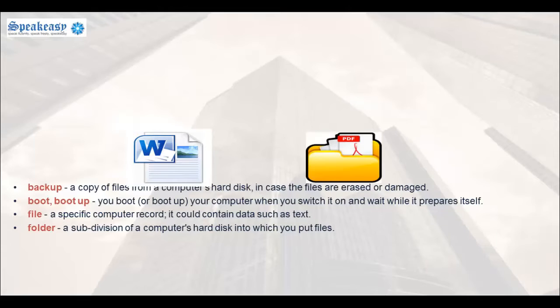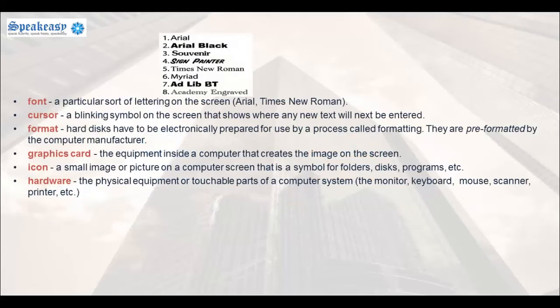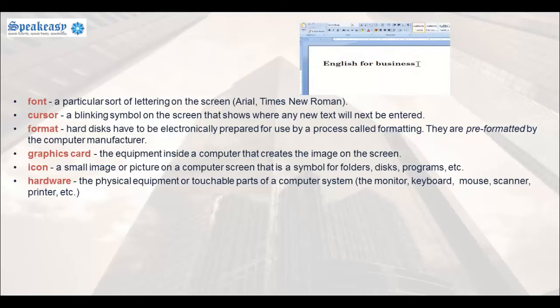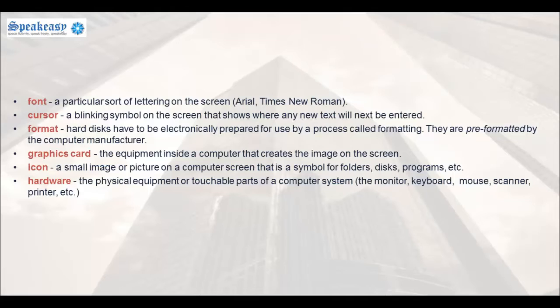Folder. A subdivision of a computer's hard disk into which you put files. Font. A particular sort of lettering on the screen, such as Arial or Times New Roman. Cursor. A blinking symbol on the screen that shows where any new text will next be entered. Format. Hard disks have to be electronically prepared for use by a process called formatting. They are pre-formatted by the computer manufacturer.